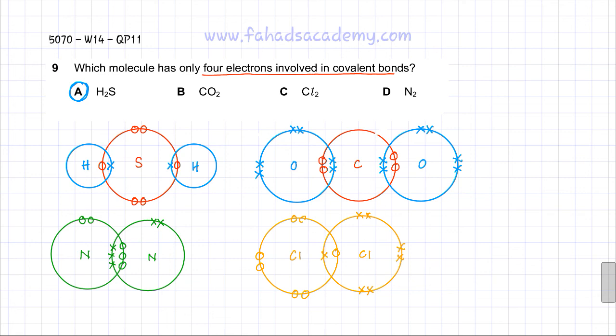The only correct answer was option A, which is H2S. 2 electrons over here being shared, 2 over here that are being shared. So that makes a total of 4 electrons. Hence option A is the correct option for this question.